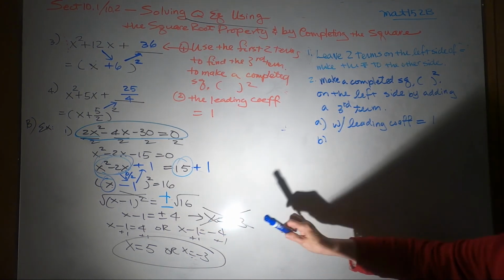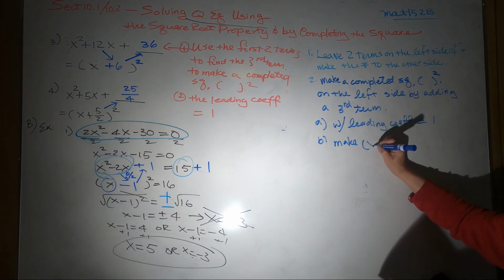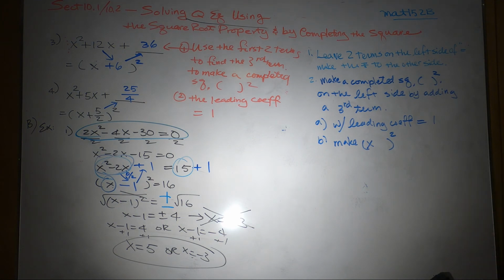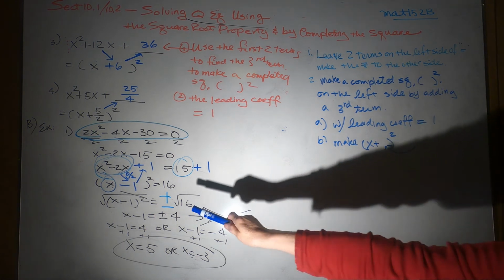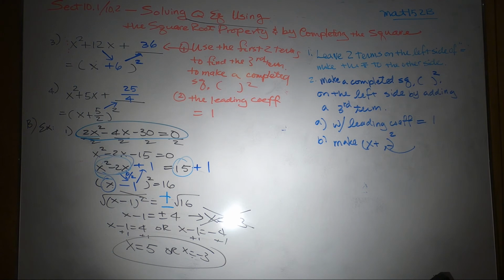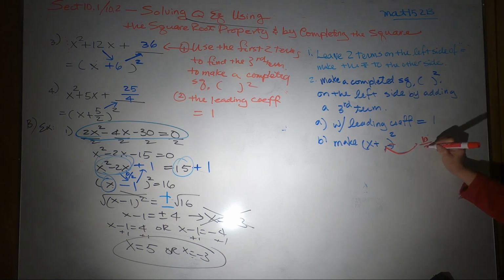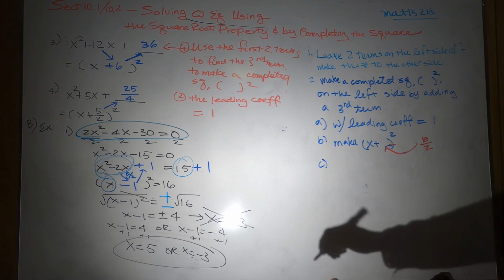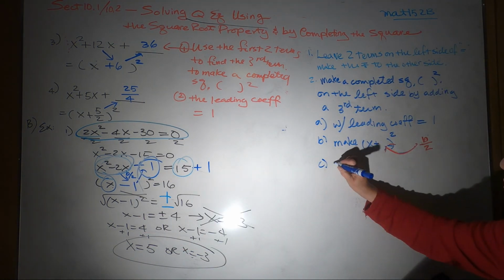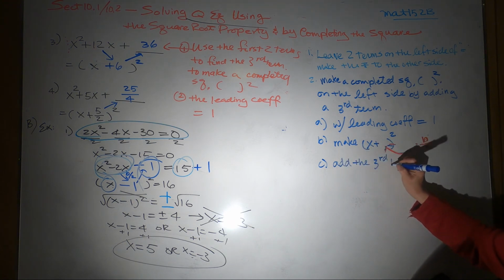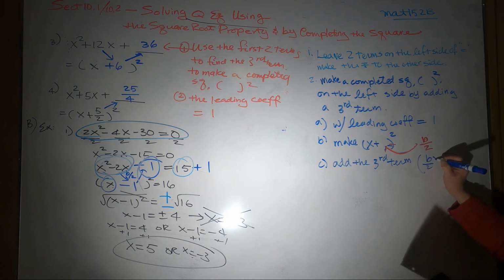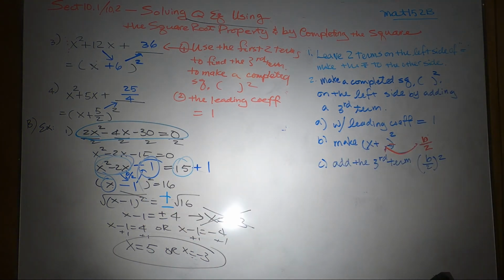Then what do we do after that? We will make it like this, x plus something, squared. Then inside here, how do we make it? This negative 1, we take half of b, right? So to make a complete square, x plus something, this one will be half of b. If it's positive, positive. If it's negative, negative. Then we need to add the third term, b over 2 squared, right? If it's 1, 1 squared. If 2, 2 squared.